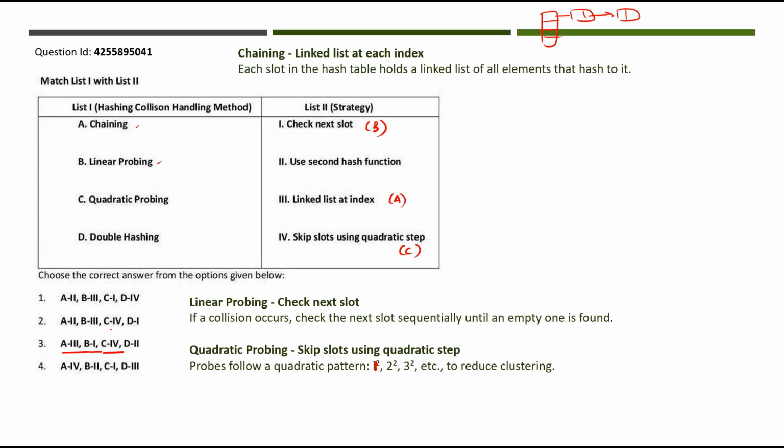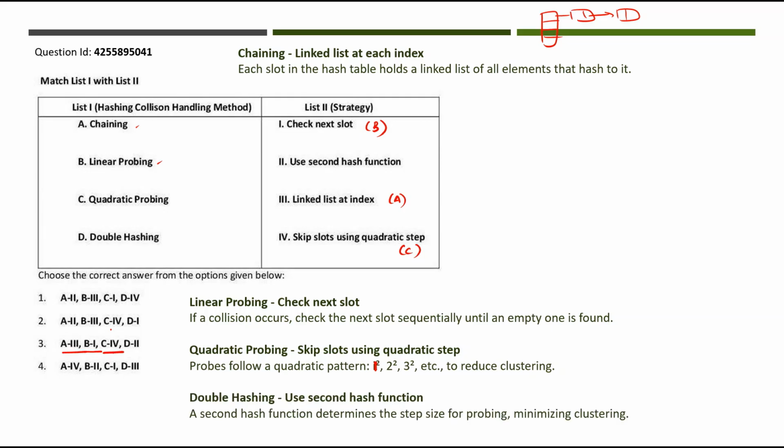What about double hashing? From the name itself you can understand you are going to use 2 hash functions. A second hash function determines the step size for probing, minimizing clustering. So this is using second hash function. D will be mapping to 2. D2 is available only in one place. Option number 3, A3, B1, C4, D2 will be the right answer. With this we are completing unit 7 questions.